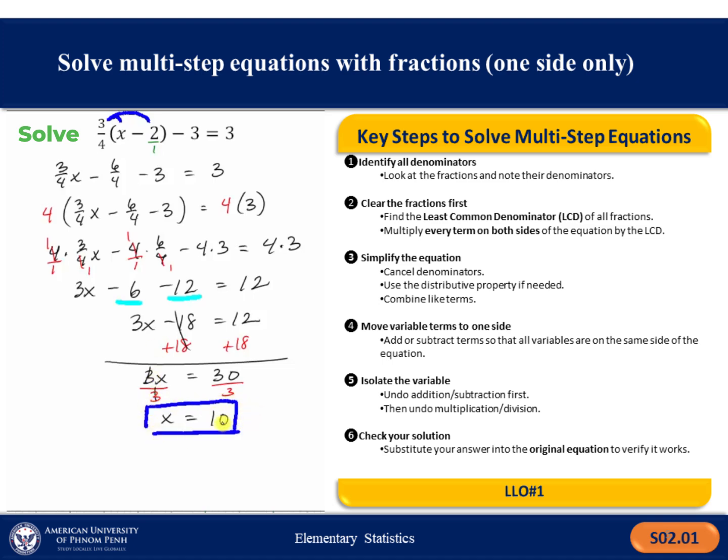And let's go ahead and check this by verifying that if we substitute 10 for x into the original equation, it will satisfy the equation. Performing the substitution gives us 3/4 times the quantity 10 minus 2, minus 3 equals 3. And now let's evaluate the left side on the calculator. Notice how the left side does simplify to 3, which gives us 3 equals 3, which is true, verifying the solution is correct.